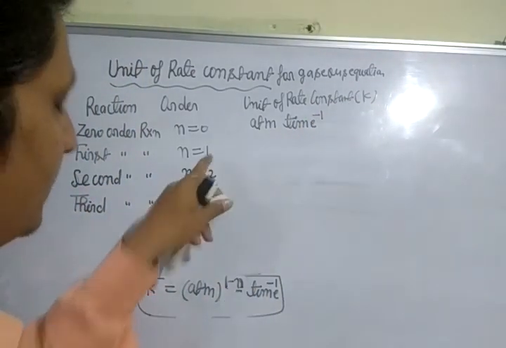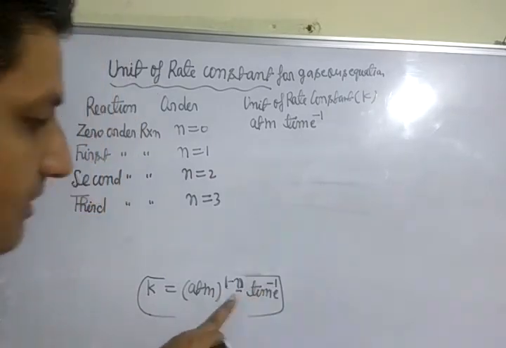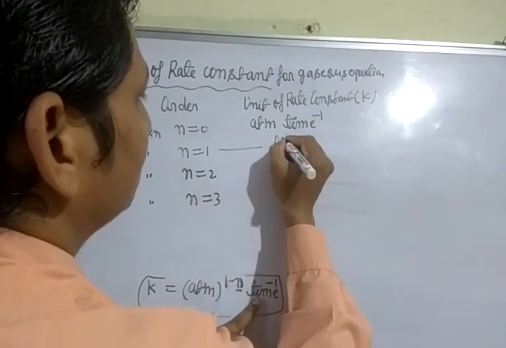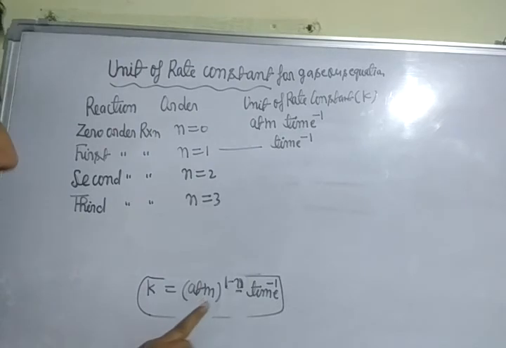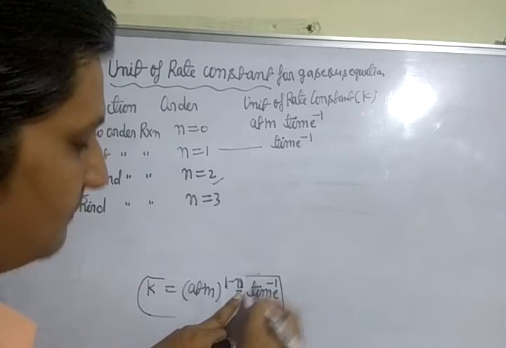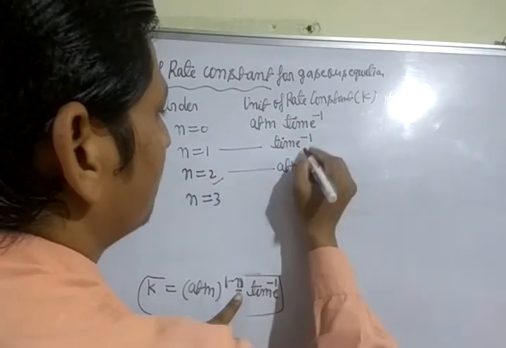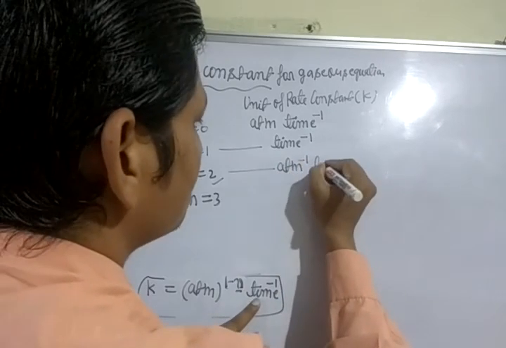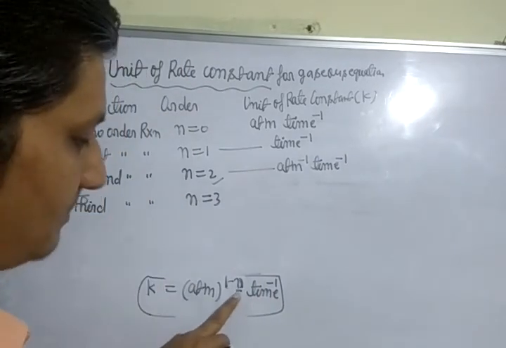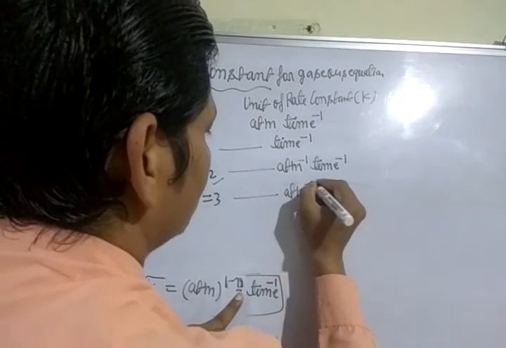After this for first order reaction we have to put here 1. 1 minus 1 is 0. ATM to the power 0 value is 1. We get for first order reaction the unit time inverse. Now for second order reaction put here 2. 1 minus 2 we get minus 1. So we get the unit ATM to the power minus 1, time inverse. Put here 3. 1 minus 3 is equal to minus 2. We get ATM to the power minus 2, time inverse.